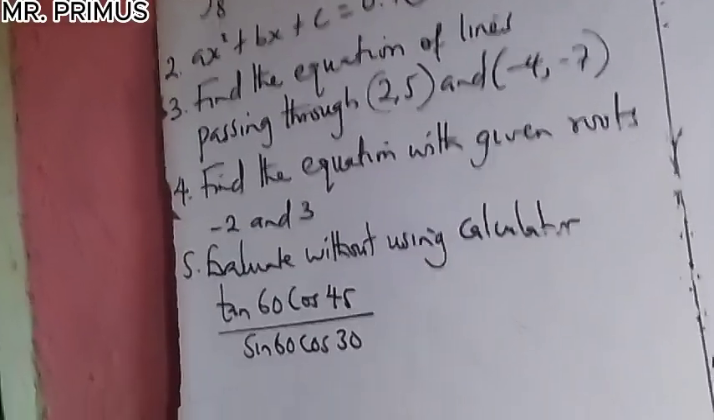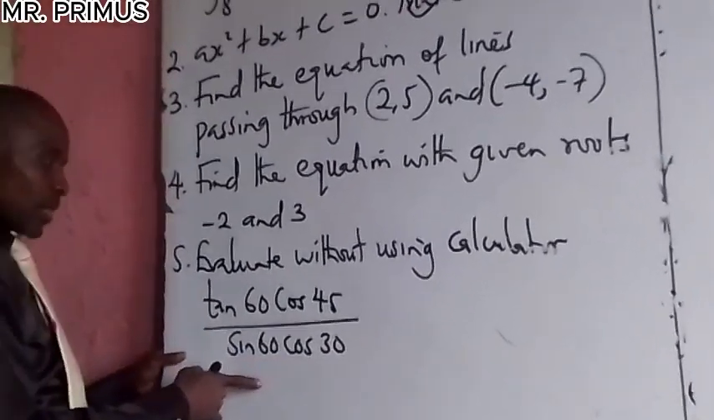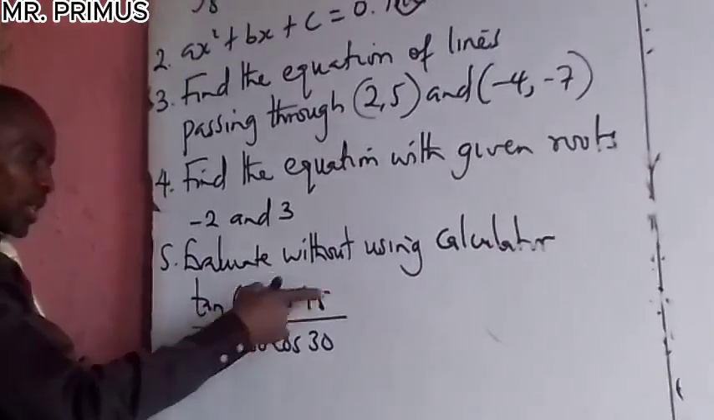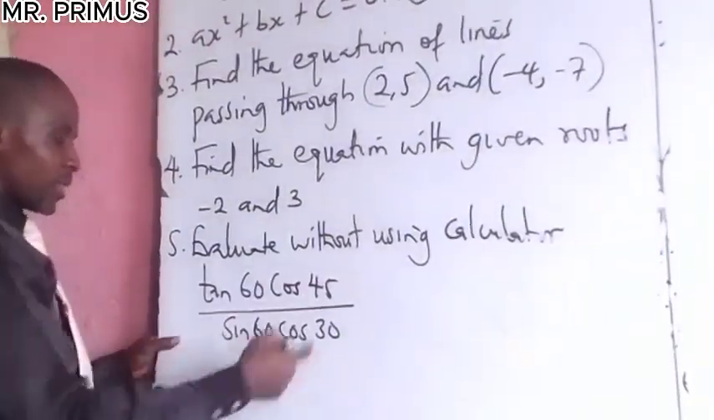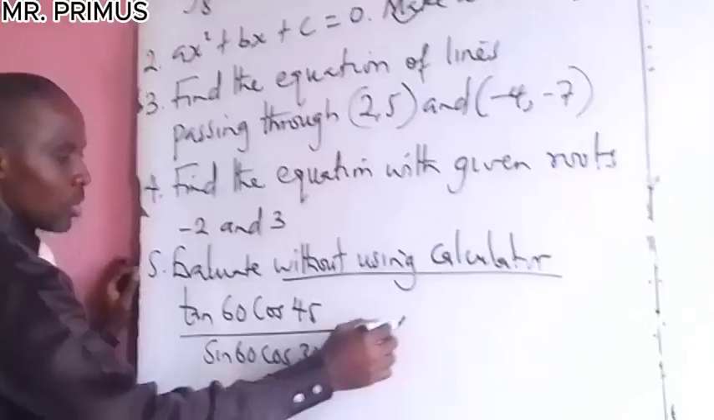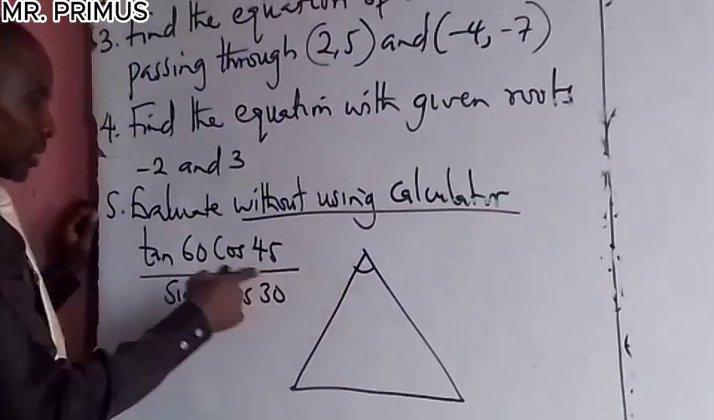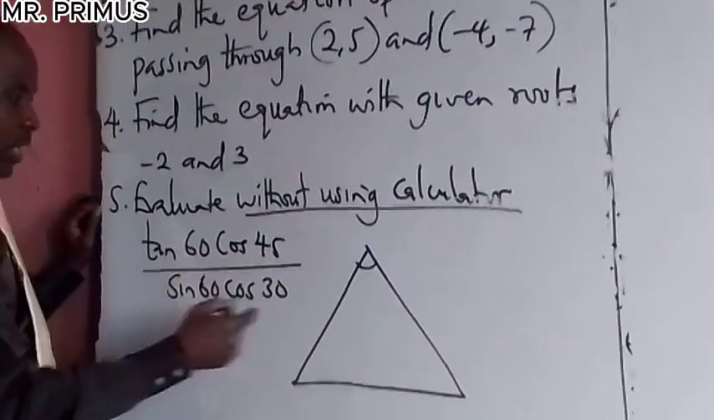So solve this last one. So now this one we can start it here. Please, this is 60, 45, 60, 30. If you are given something like this without using a calculator, you solve something like this. Alright. So this is 60, 30, 45, 60.